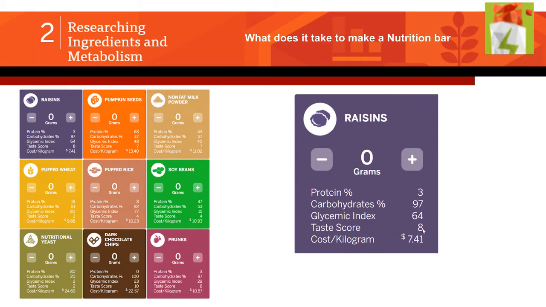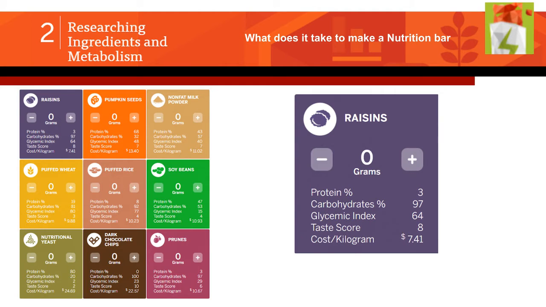The taste score, which again tells us how tasty it is, 10 being the highest. You can see it on the dark chocolate chips. They have a score of 10. And the cost per kilogram, which is how much money it costs to get these things. If you don't know how much a kilogram weighs, it's about 1,000 grams, so about 2.5 pounds.